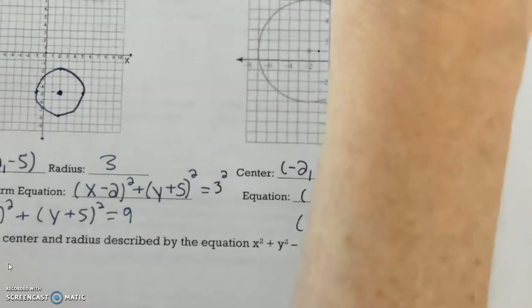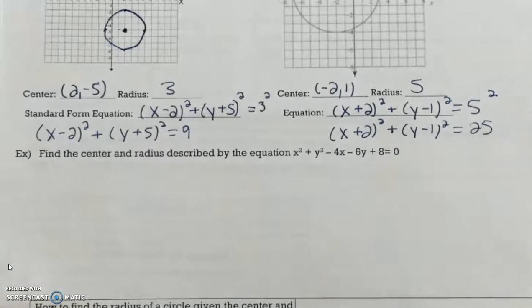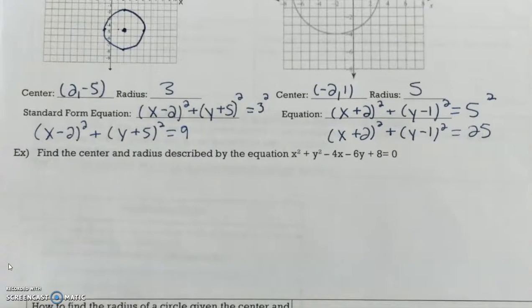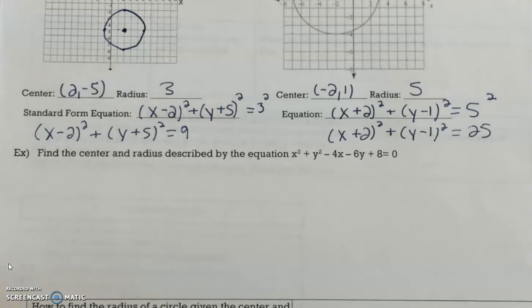Let me see if I can zoom out. Okay. All right, here's where it gets a little trickier. Find the center and the radius described by this equation. Well, it'd be nice if this equation was in standard form, because then I could easily pull the center and the radius from the equation. But it's not. It's in general form.